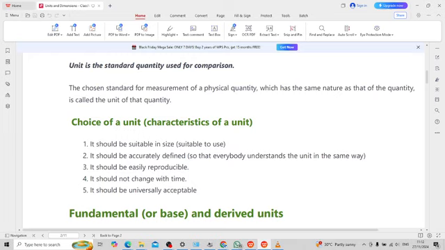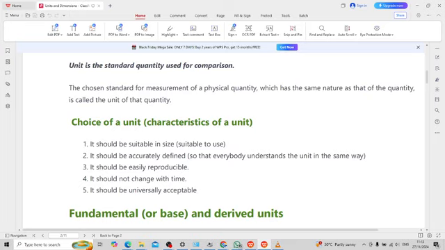Number 4, it should not change with time. 1 meter 20 years ago should be 1 meter now. 1 meter in the time of Newton should be the same meter that Einstein used during his own time. It's the same thing that we are using now in the 21st century, in the second decade. In the next 50 years, 1 meter should still remain 1 meter, which the next generation of scientists will use. So it shouldn't change with time.